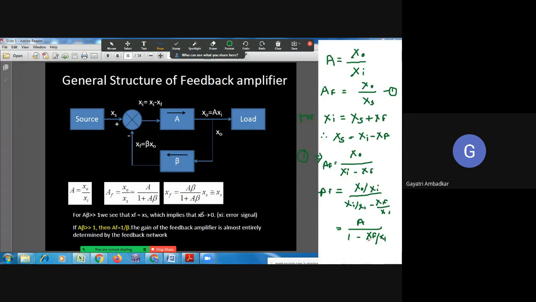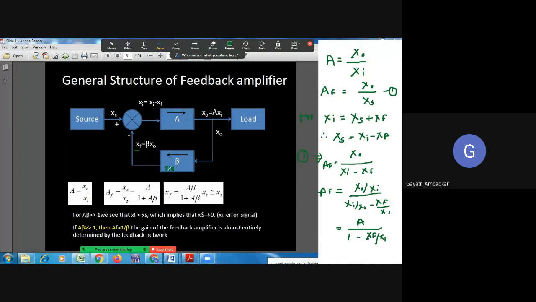What is your XF, the feedback voltage? Okay. What is beta? Look here. This is the feedback network, also called the beta network, where we call beta either the feedback factor or the feedback gain. Both are the same. So it's a feedback factor or feedback gain, this beta.